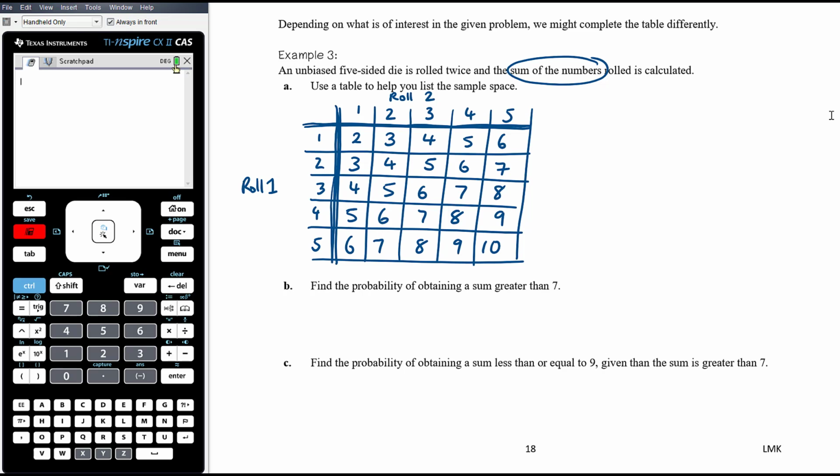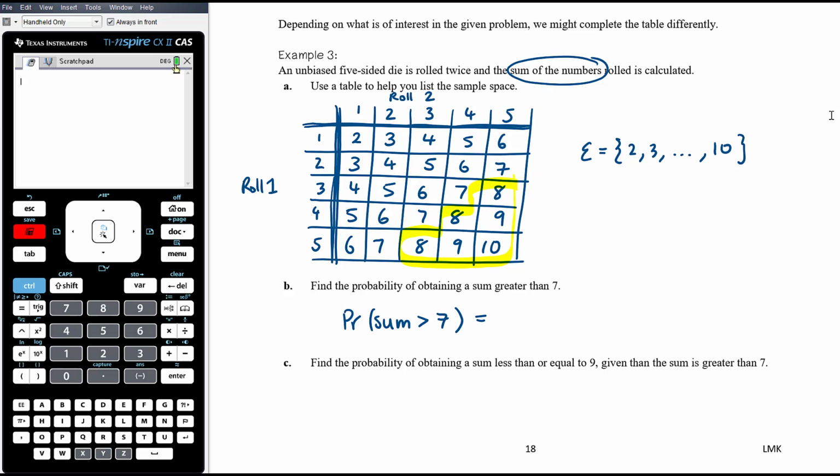Okay. So again, to list our sample space here, our sample space is going to be all of the numbers from 2 up to 10. Find the probability of obtaining a sum greater than 7. Okay, so the probability that the sum is greater than 7. Greater than 7 doesn't mean 7. So greater than 7 in this instance means 8, 9, or 10.